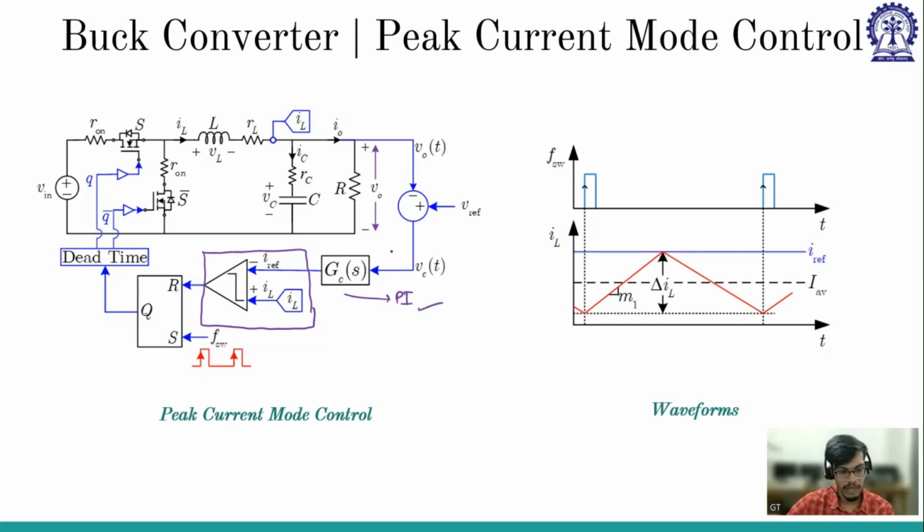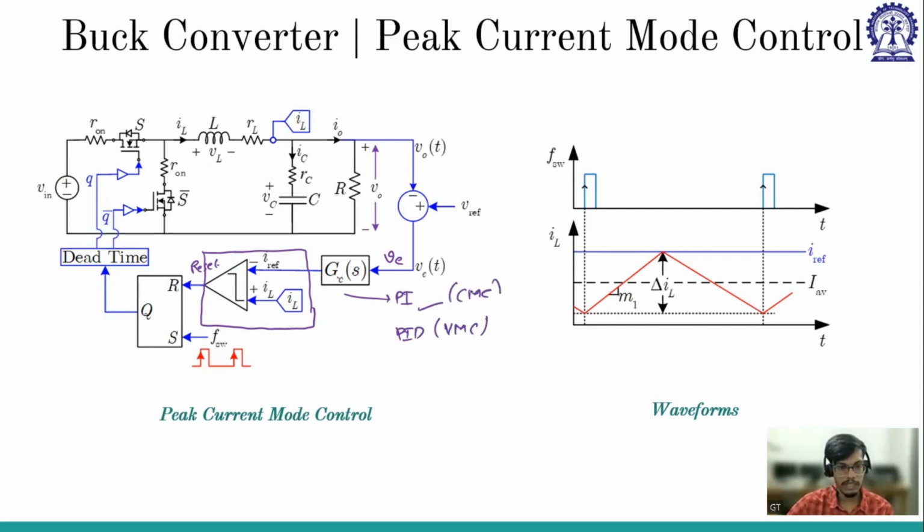So we are getting V error, and then it is going to be I control, and then it is giving I reference, which is then compared with the inductor voltage, and this is giving me reset. So everything remains same except this block, and for P we will not use PID, we will use PI controller. So this is for voltage mode control, and this is for current mode control.